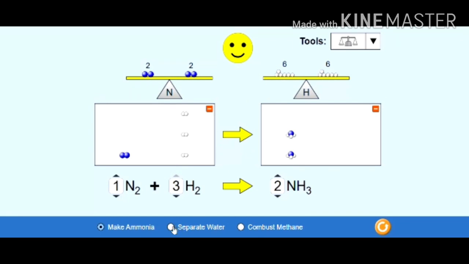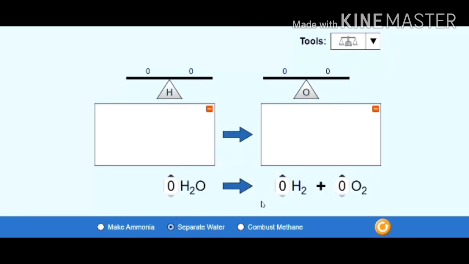Let us take one more example. Here is one more equation, the separation of water into hydrogen and oxygen. This is a decomposition reaction, as you know. Water is on the reactant side, and hydrogen and oxygen are on the product side. Now see here. As usual, this is the equation.